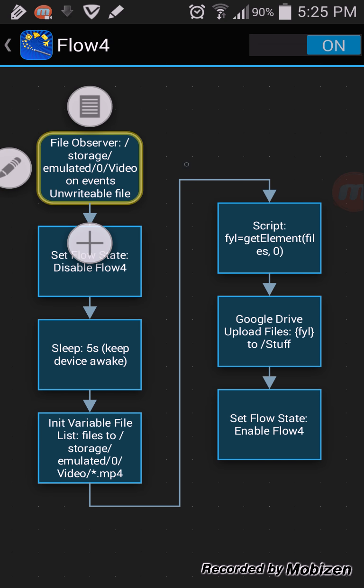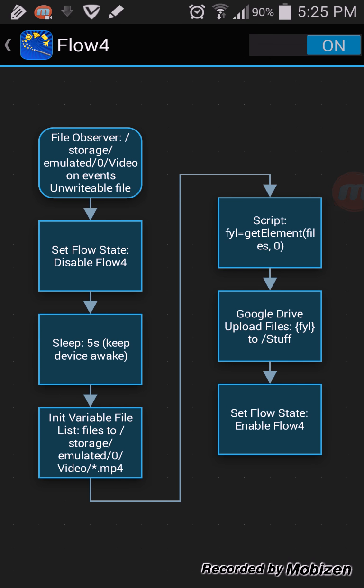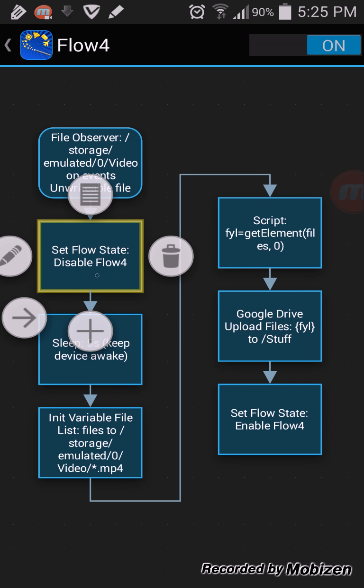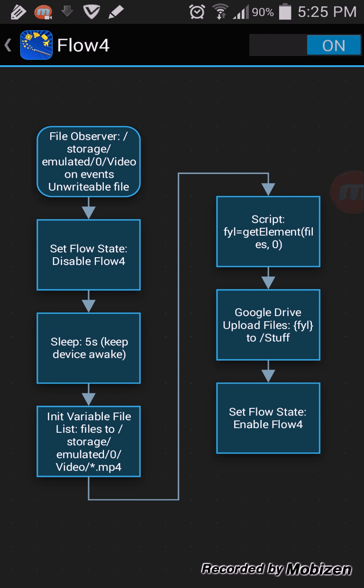So, after that happens, what we do immediately after that is set the flow state to disabled. The reason for that is that wonderful event that we're watching for happens like 20 times in rapid succession for some reason, right at the end of the download. So it tries to go through this flow 20 times if you don't set it to disabled right after it happens the first time. Next thing we do is sleep for 5 seconds to let it finish up any other file access things it may be doing on that file. I don't know if I really need the 5 seconds, but I like the 5 seconds there just in case.